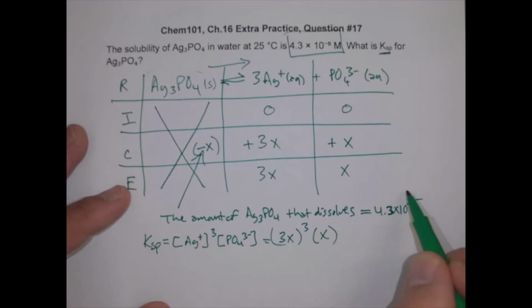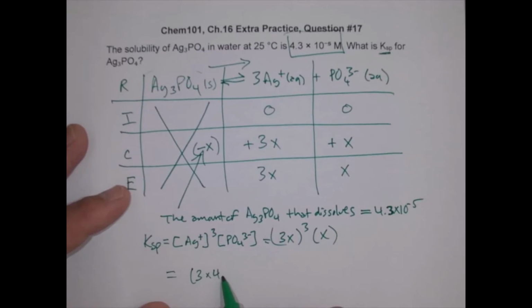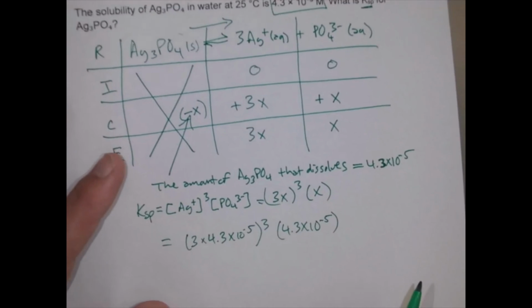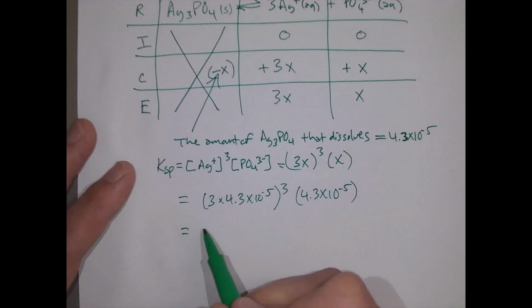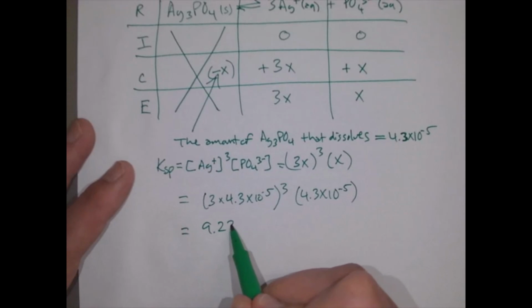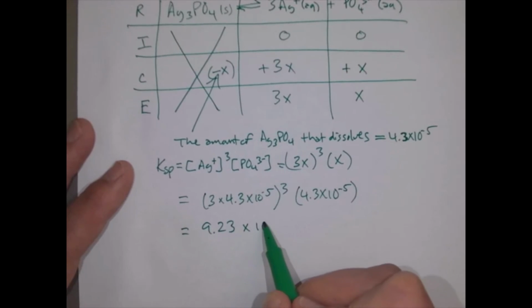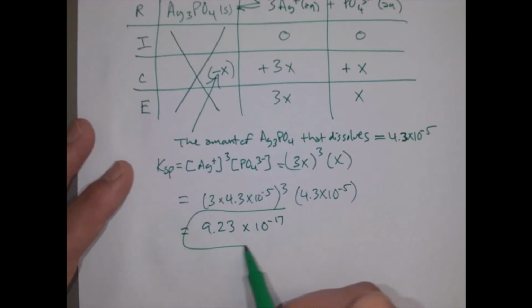Well, the nice thing is I know the value of x. It's 4.3 times 10 to the minus 5. So I can do a substitution and say, okay, well, that's going to be 3 times 4.3 times 10 to the minus 5, all that cubed, times 4.3 times 10 to the minus 5. And if you do that math, you get 9.23 times 10 to the minus 17. That is the Ksp for silver phosphate.